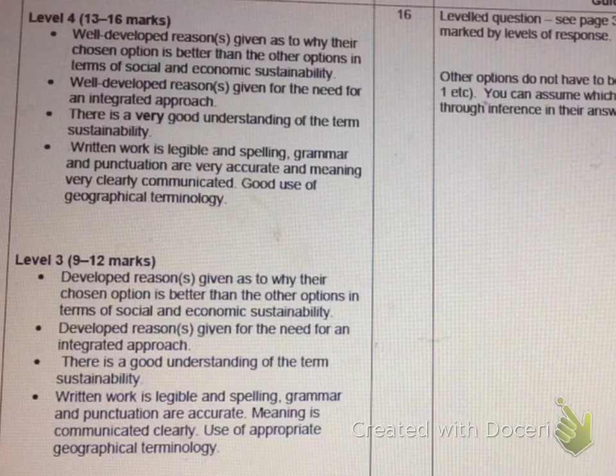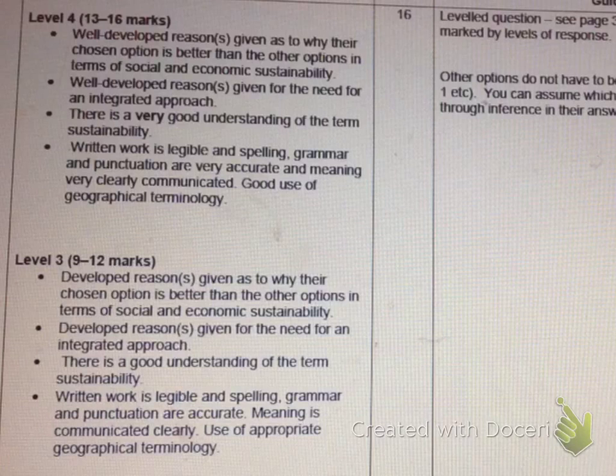Luckily, nobody's gone really wrong in their answers in your mock, which is a really good sign, and you're heading in the right direction. So make sure that you all have your firm understanding of sustainability, which I was really impressed with throughout the question.